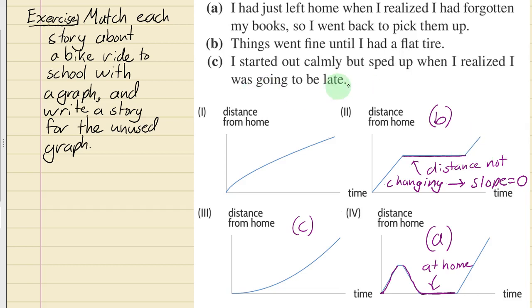Now C, this is where people get 1 and 2 mixed up, and that's what this next section is going to be all about. I started out calmly but sped up when I was going to be late. So let's think about why that's C here. If you take a straight line between 2 points like this here, that's going to have a smaller slope. Because it's not very steep there. But then if you take 2 points over here, it has a greater slope.